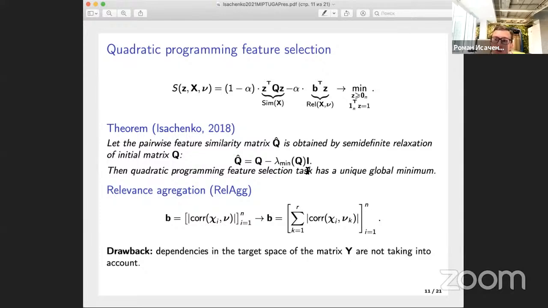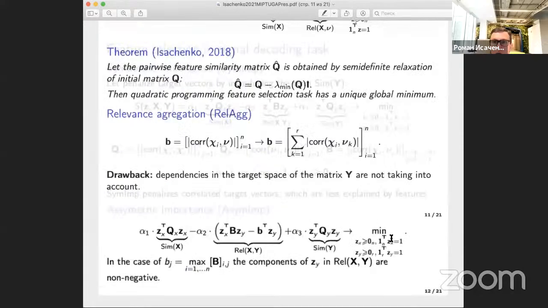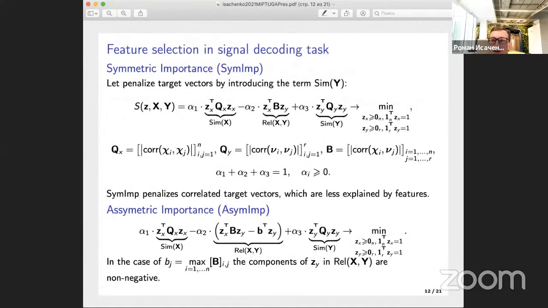The complexity of the problem that we consider is to take into account dependencies in the target space. To generalize the method to the case of a vector target variable, we use the method of aggregating relevances by target vectors as our basic strategy. Thus, the relevance vector B is obtained by summation of correlations across all target vectors. The drawback of this method is the lack of accounting for dependencies in the space of the target matrix Y. We propose generalizations of the original method to account for these dependencies.